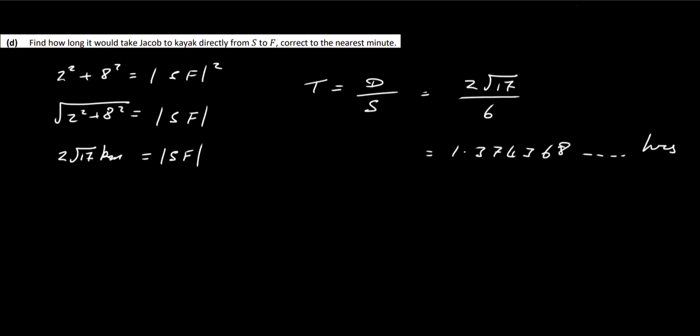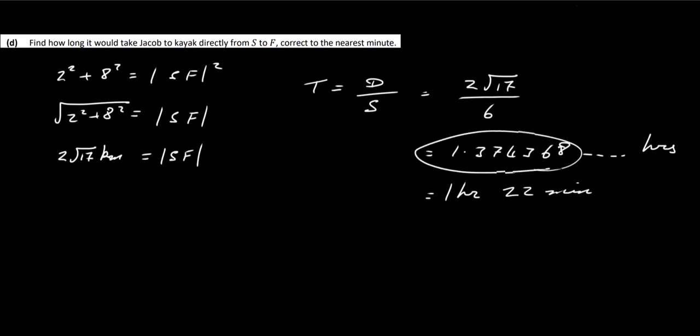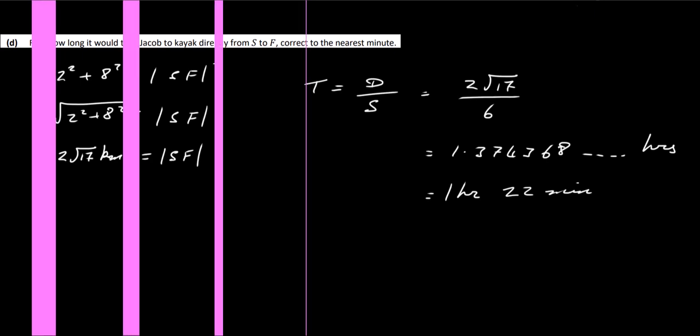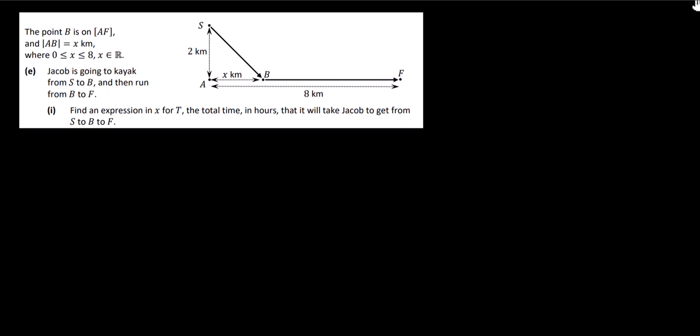So we need, let's see, it says correct to the nearest minute. So it's going to be 1 hour anyway. And then you can just multiply this by 60 and you'll get 22 minutes. So it's 1 hour 22 minutes. You can also use the degrees button on your calculator to convert this to hours and minutes. But anyway, it's 1 hour 22 minutes. Okay, this is part E1.